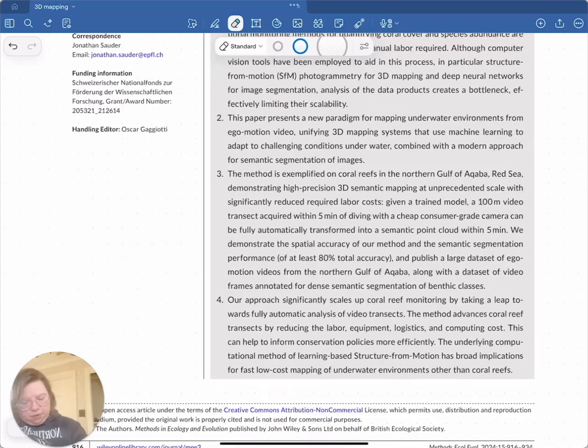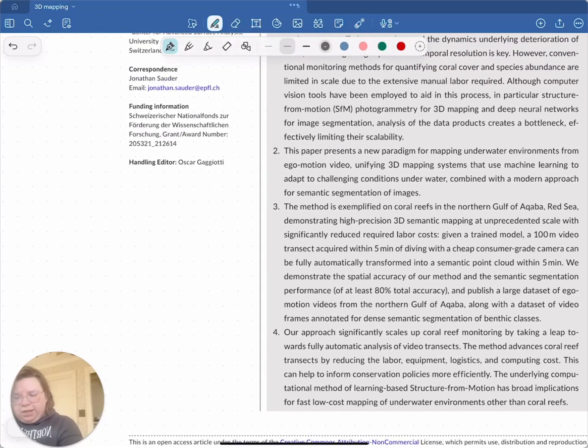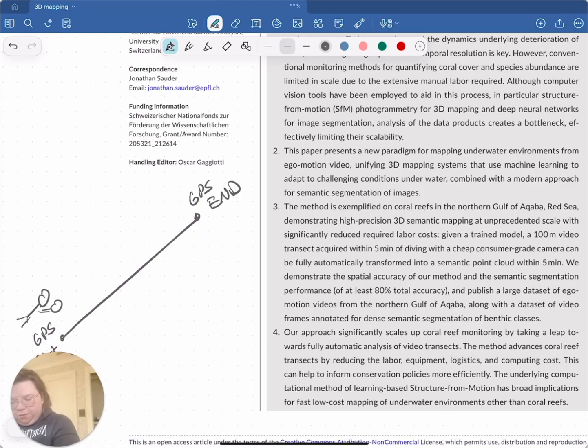currently on the market. So we're going to have to go a little bit quickly on this, but just to give you an idea, we're going to be hearing me speak about transect lines and ego motion. So a transect line is when they lay a line on the seafloor and the beginning is known on GPS. So they have that. A diver is going to swim with a camera and take a video down this transect line. So the video itself is often known as a transect.